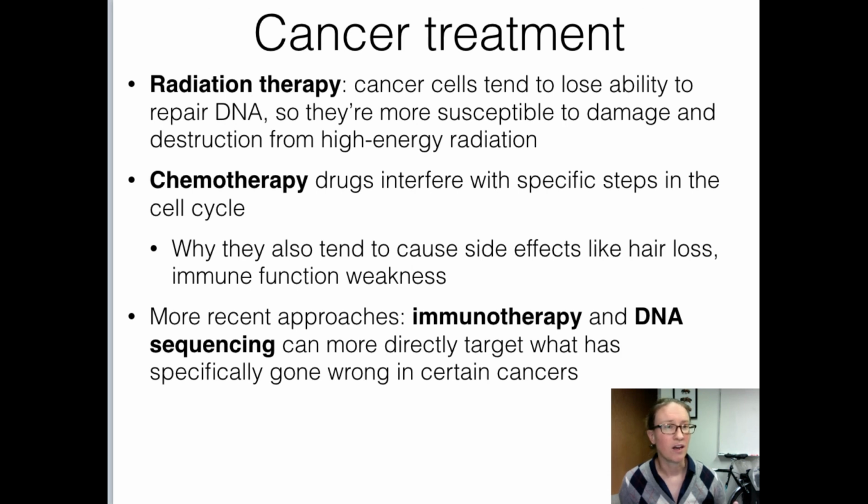There are other cells, like hair cells and cells in your digestive system, that regularly divide, and so cell division gets shut down in those cells as well, and you see a lot of really severe side effects from chemotherapy, like hair loss. Immune cells also divide, so someone on chemotherapy has a weakened immune system. Those are people that, in this day and age, have to be very careful about avoiding situations where they might get an infection.